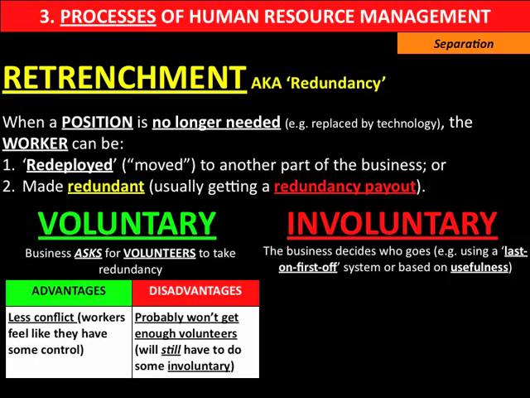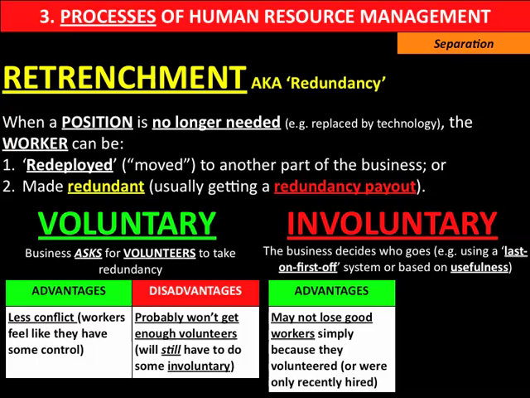Usually they're going to just pick a system, like they could do last on first off. So whoever was hired most recently, they're going to be the person let go, first. Or they could do it based on usefulness. They can go, okay, we're just going to do a cost benefit analysis with all our employees, and which ones are the most cost to the business, with the least benefit. Now, the advantage of this is that you're not going to lose good workers based on them volunteering, right? So like me, if I was offered a redundancy payout, I'd probably take it because I'm very, very employable. I can just take that money and then just go and find another job the next week.